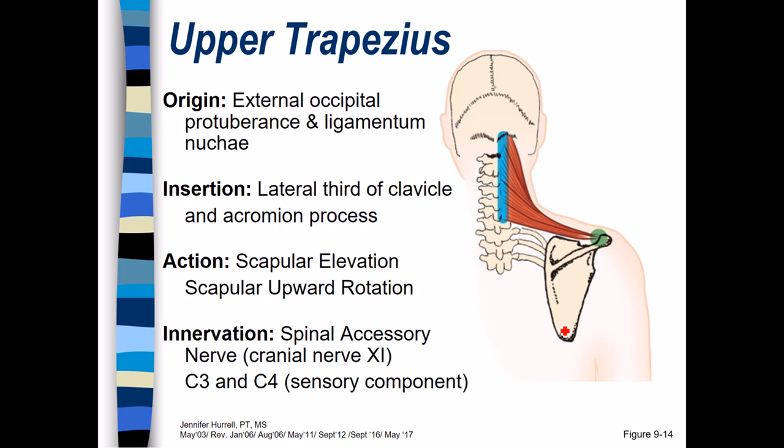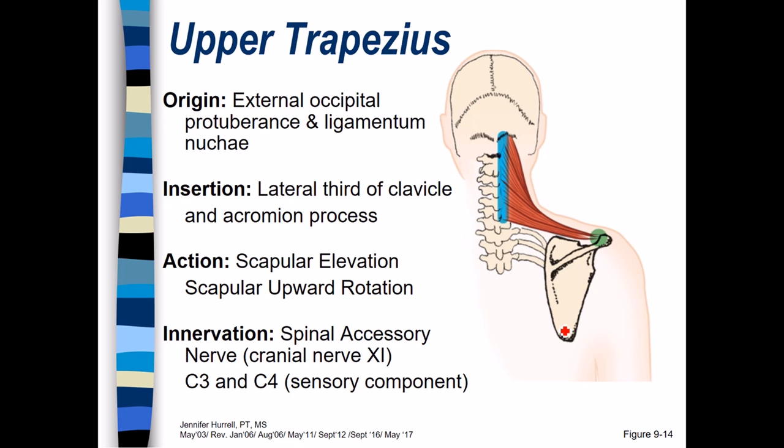All right, the origin for the upper trap is the external occipital protuberance and the ligamentum nuchae, which is the ligament that connects the cervical spinous processes together. The insertion is the lateral third of the clavicle and the acromion process. So as we look at the upper trap pulling on the lateral third of the clavicle and the acromion, we see a couple of actions are going to take place. Mainly the line of pull is going up, so we're definitely going to see scapular elevation when the upper trap contracts and pulls straight up.